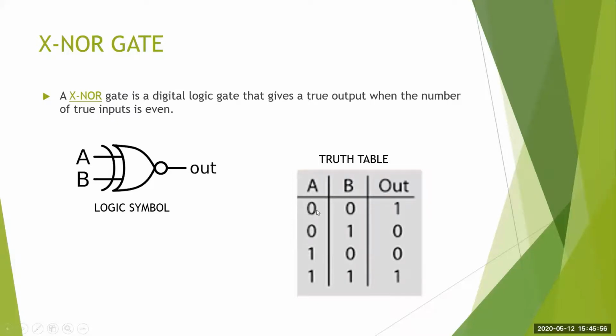Like in the first row, A equals 0 and B equals 0, the number of true inputs equals 0, so the output equals 1. And in the last row, A equals 1 and B equals 1, the number of true inputs equals 2, so the output equals 1 again.